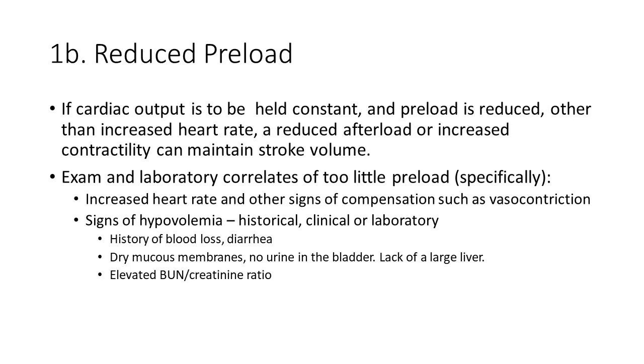So if you have reduced preload, there are some exam and laboratory correlates. Specifically, you can have an increased heart rate and other signs of compensation, such as vasoconstriction. These are big things. And then you'll have signs of hypovolemia, specifically historical, clinical, or laboratory findings. History may have blood loss or diarrhea. On exam, you may have dry mucous membranes, no urine in the bladder, decreased skin turgor, or the lack of a large liver. In laboratory findings, maybe you'll have an elevated BUN creatinine ratio.